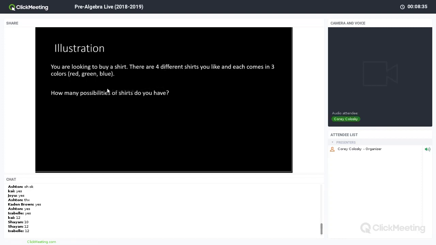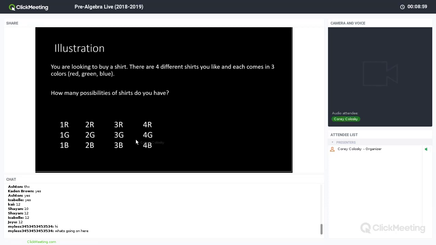If you had to list out all the different possibilities, you would realize that for shirt number 1, we have 3 different options: red, green, and blue. The 1 means shirt 1. For shirt 2, we have the same options: red, green, and blue. For shirt 3, we have the options of red, green, and blue. And for shirt 4, we also have the options of red, green, and blue.